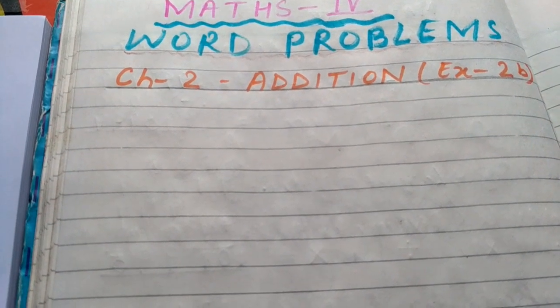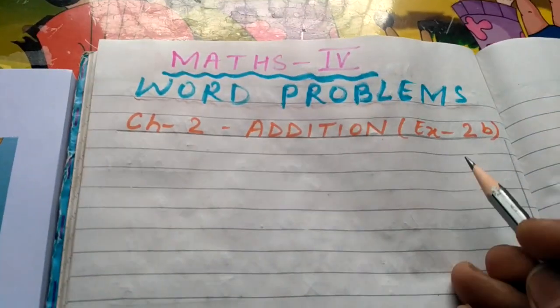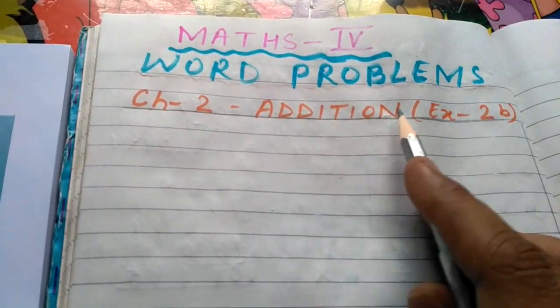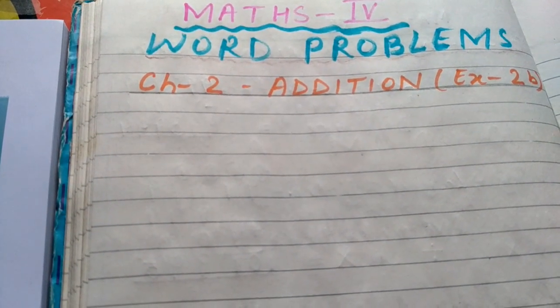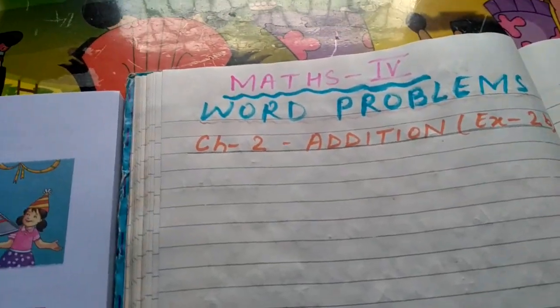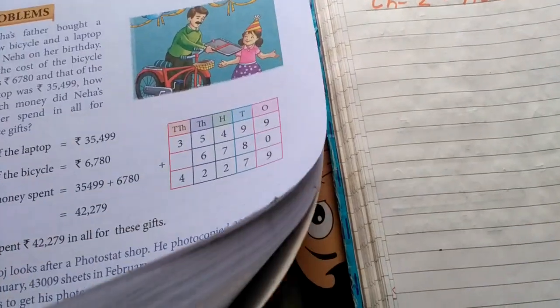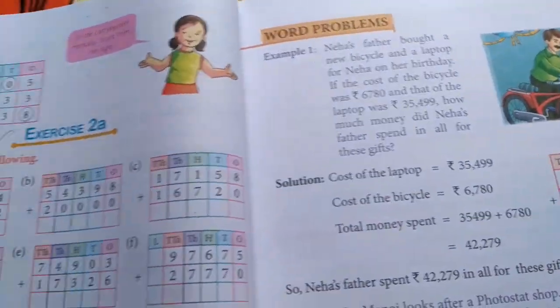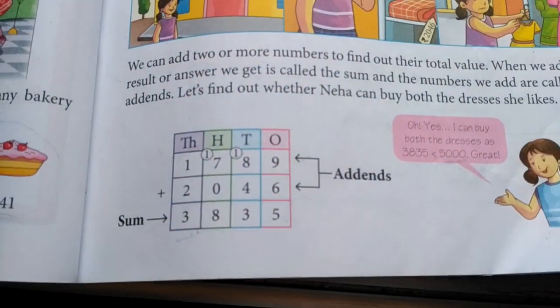Kids, today we are going to discuss our chapter 2, addition, but in that chapter, exercise 2B, that is related to the word problems. As I have told you, I will take one class of teaching you methods how to solve the word problems in maths. So as we have already seen in our maths chapter 2, that is based on addition, how to add the addends and find out the sum.